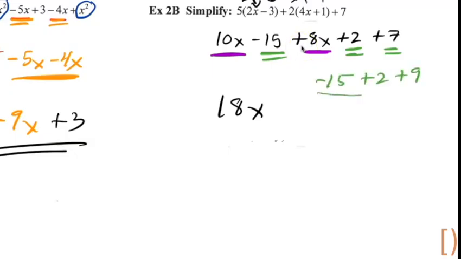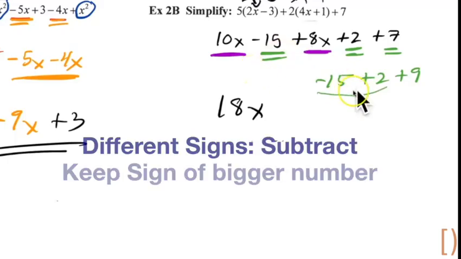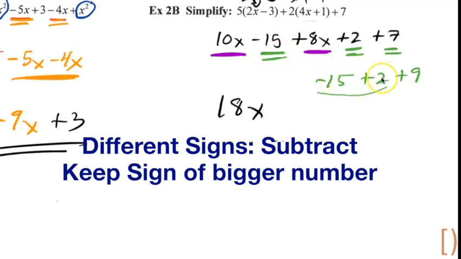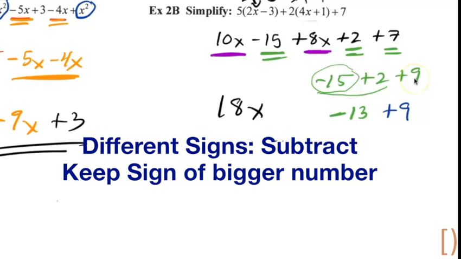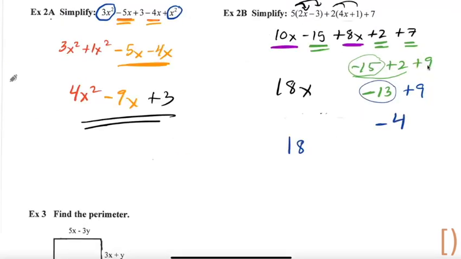So again, if I did these two first, they are different signs. When they're different signs, subtract. So I'm going to do 15 minus 2 is 13. But which one's bigger? The negative was bigger, so it stays negative. And then we're going to go plus 9. So same idea, they're different signs, so just subtract. 13 minus 9 is 4. The negative is bigger again, so it's a negative. So you get 18x minus 4.